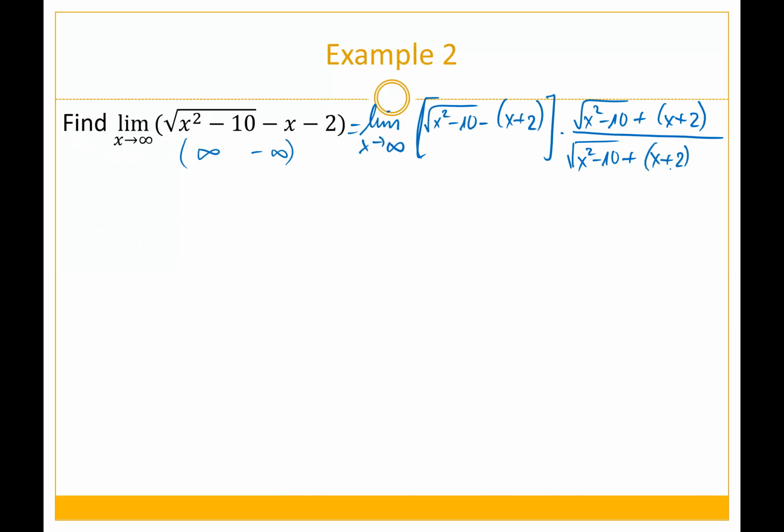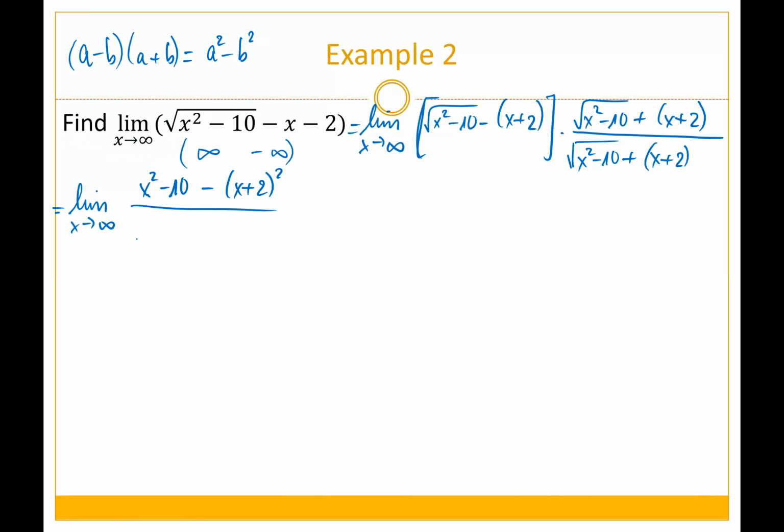So essentially you multiply by 1, but it's a different way of writing 1. So now you have limit x approaching infinity. The numerator is going to give you, based on this, a minus b multiplied by a plus b is equal to a squared minus b squared. So a here is the square root of x squared minus 10, so your square is going to be x squared minus 10 multiplied by minus x plus 2 squared. And in the denominator, you have the square root of x squared minus 10 plus x plus 2.